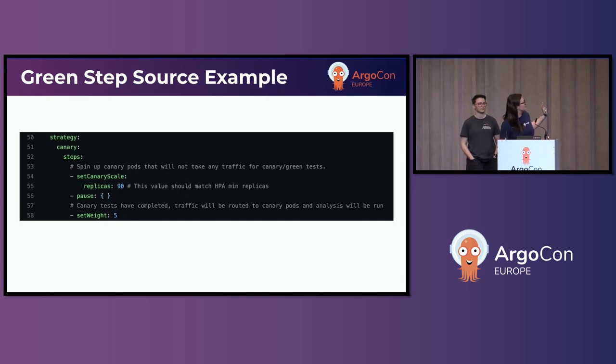So here's a quick snippet of an example of one of the repositories that utilizes this internally. You can see the first step sets the Canary scale at 90 replicas. Now, obviously, this is a service that has a lot of traffic, hence why we're using 90 pods. And then we have a pause that's an indefinite pause. So that pause doesn't run for a certain amount of minutes. It's gonna pause until you tell it it needs to move forward or the rollback gets aborted.